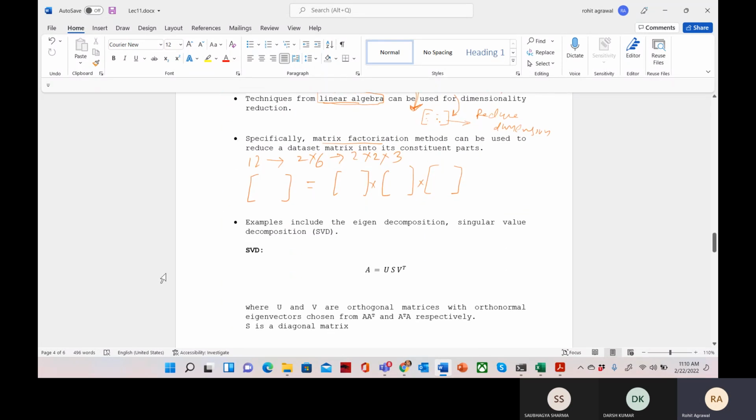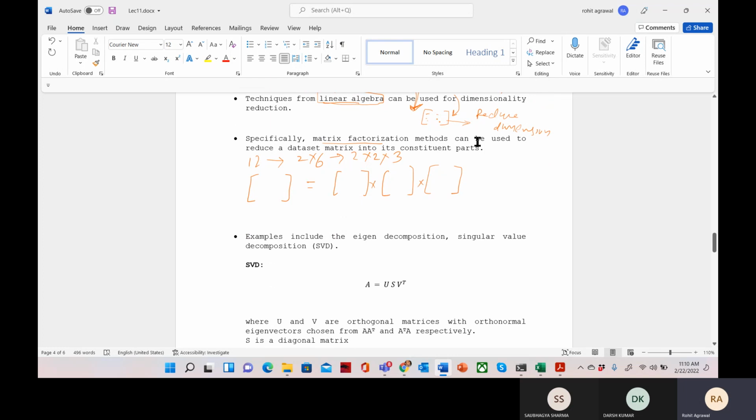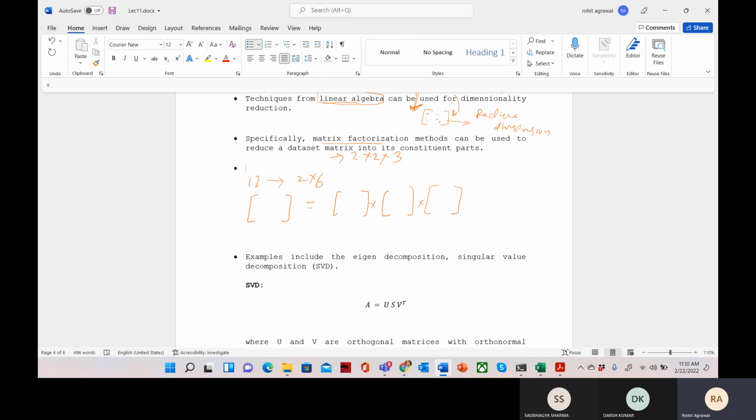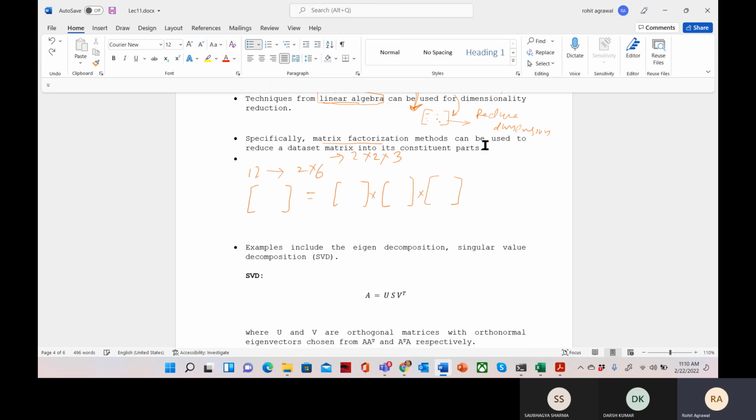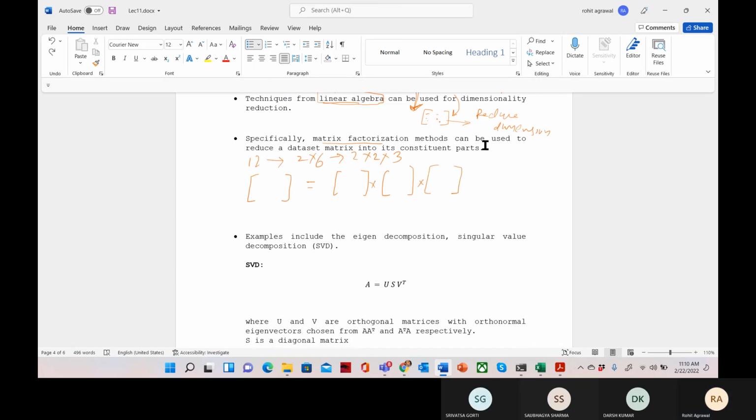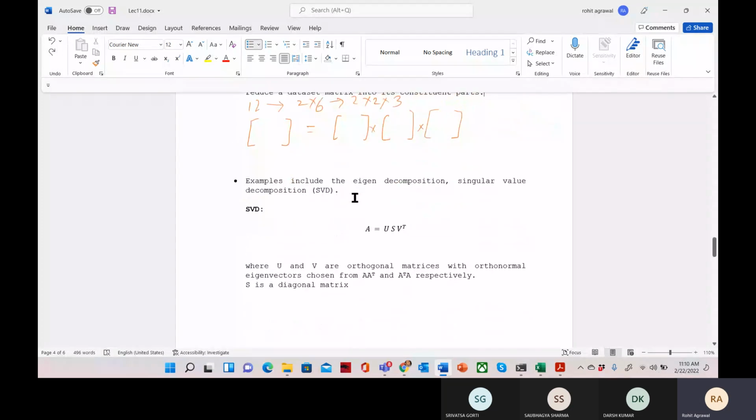So matrix factorization means a factorized matrix. The original matrix is factorized as a multiplication of 2 or more matrices. Clear? The most common example is the singular value decomposition. Okay. So I'm just recalling once again.